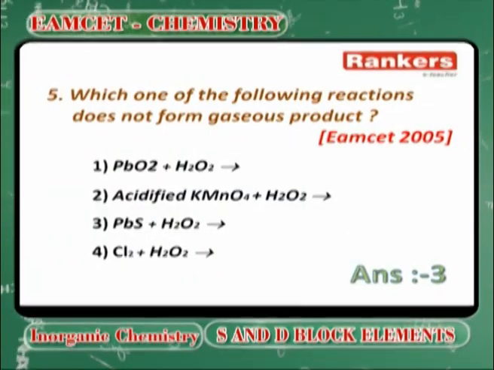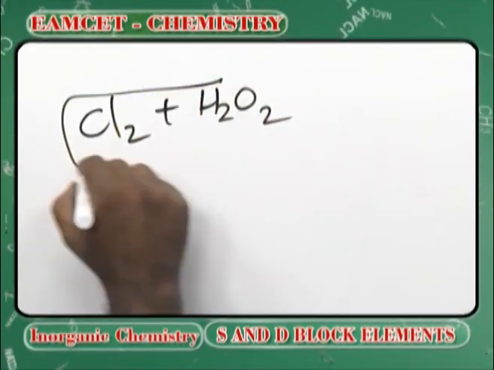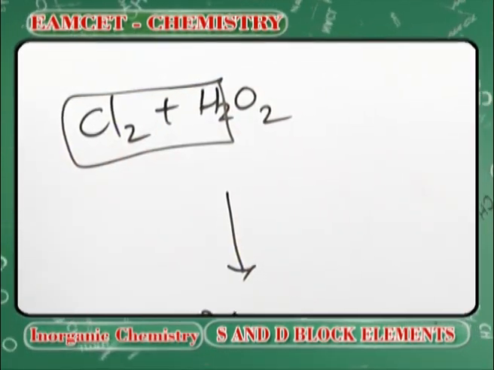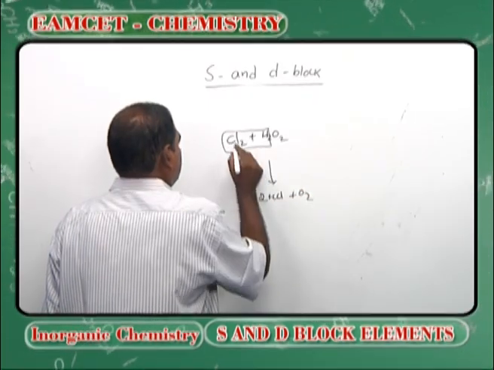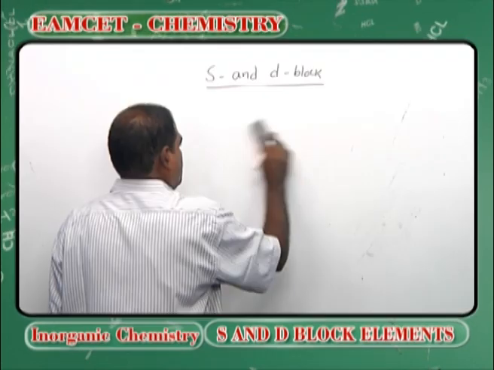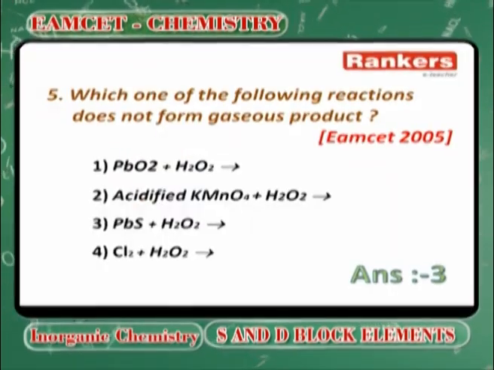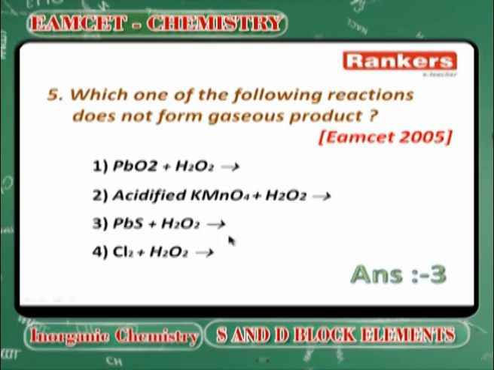What about the last one? Cl2 plus H2O2 is very easy. Cl2 plus H2O2, you get 2HCl plus O2. H2O2 is an oxidizing agent, it is a reducing agent. Now, in the fourth case also you get a gaseous product. Third option you don't get a gaseous product.